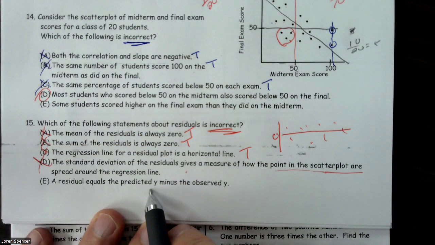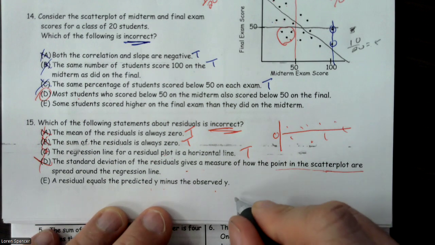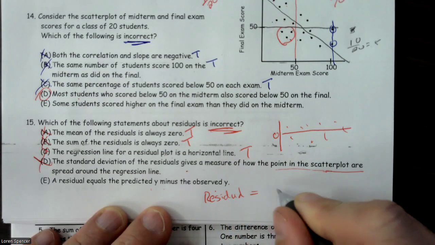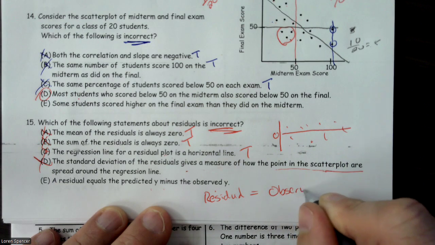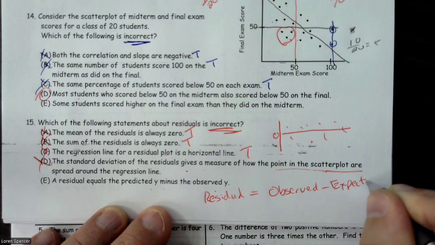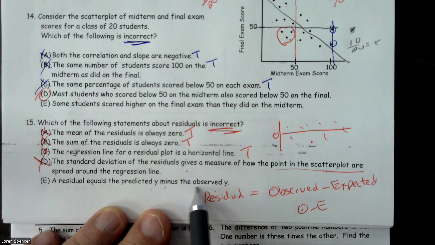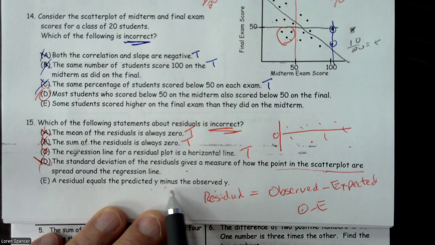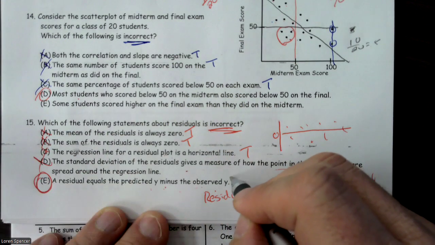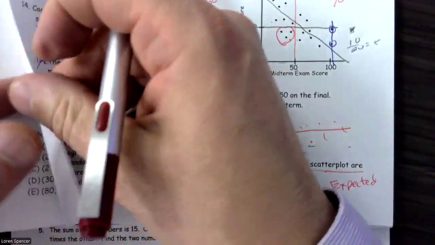A residual equals the predicted y minus the observed y. This is such a tricky problem. All right, residual equals observed minus expected, or O minus E, observed minus expected. So that's why this is wrong. The residual is the observed minus expected, not the other way around. So 15 is E because that is wrong. That's false. All right. Moving on to number 16.